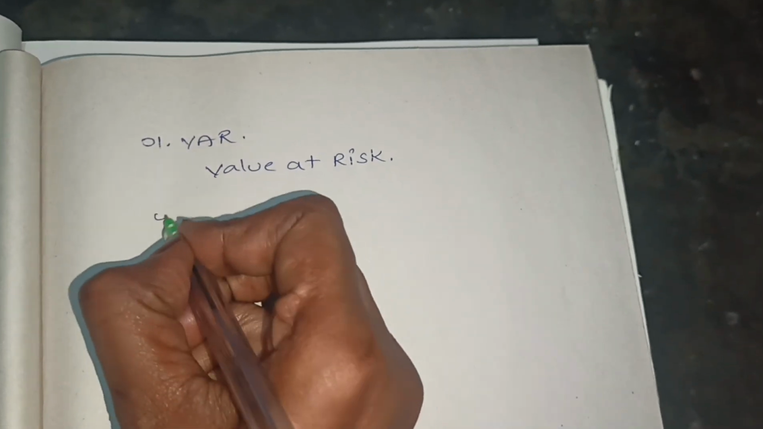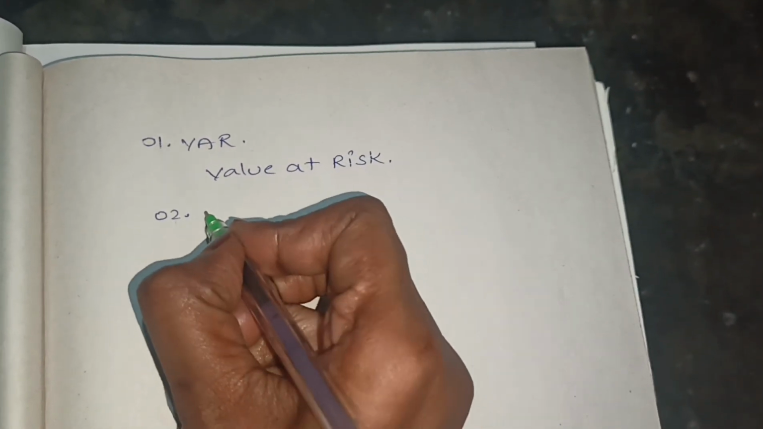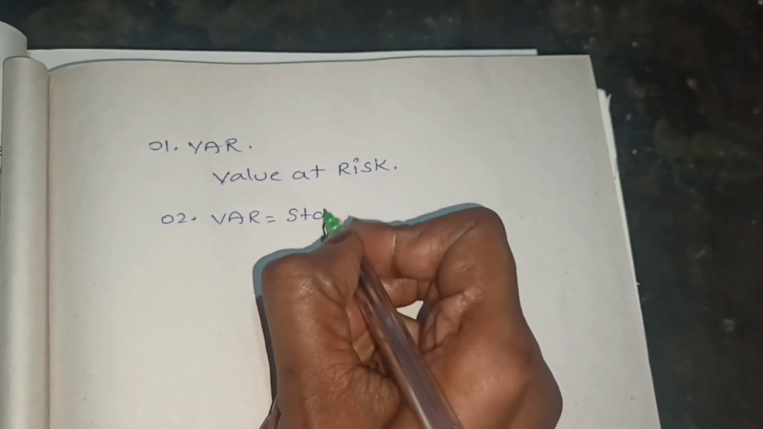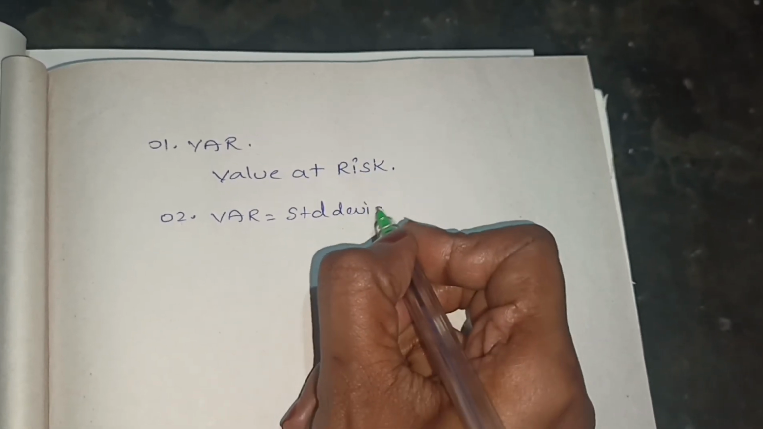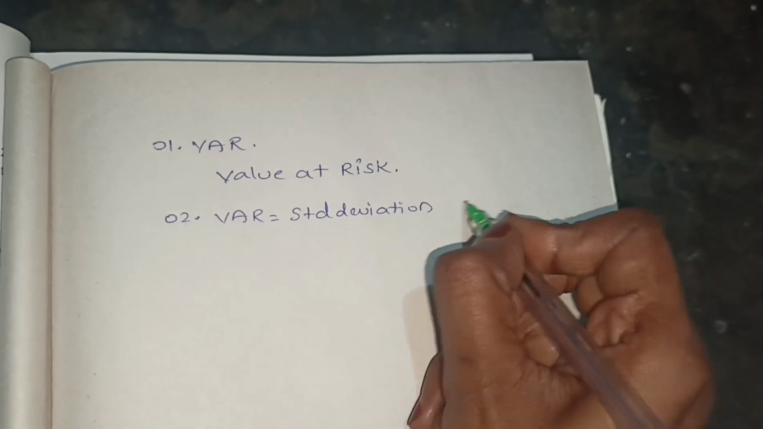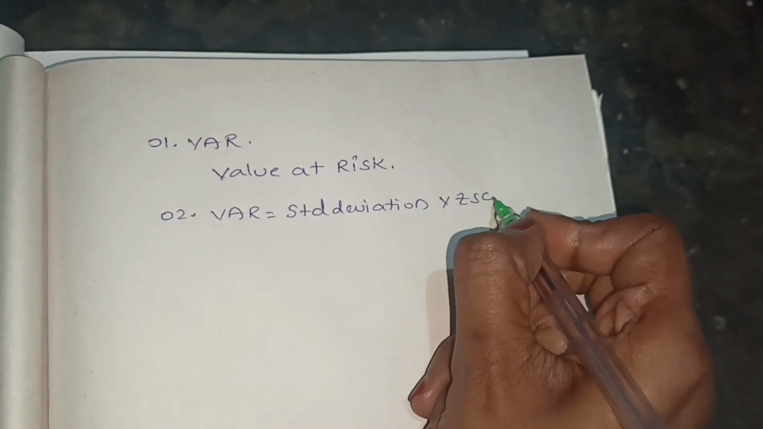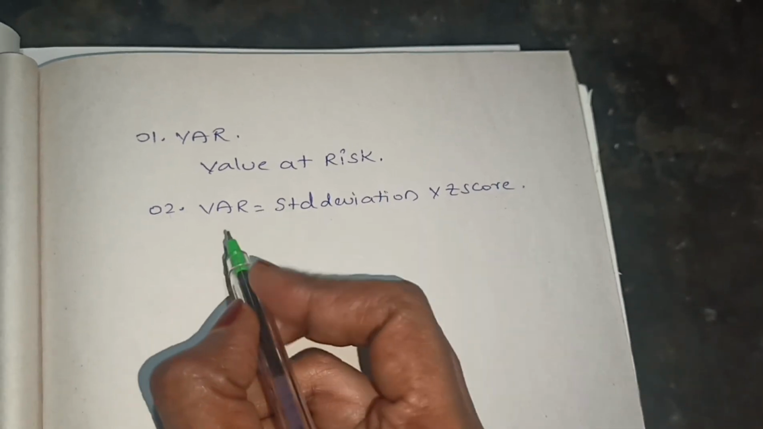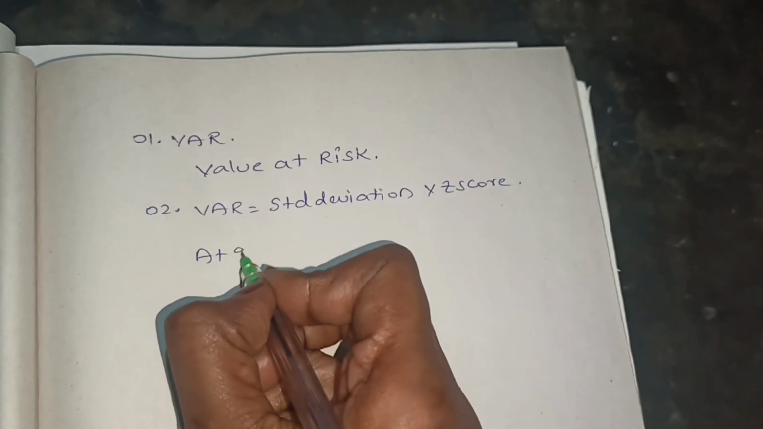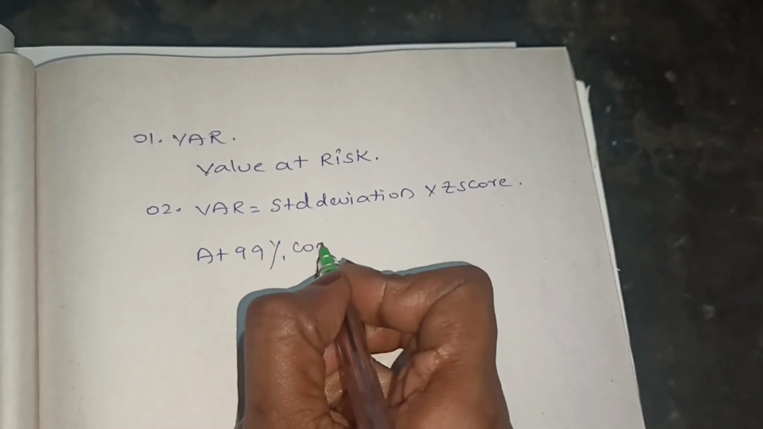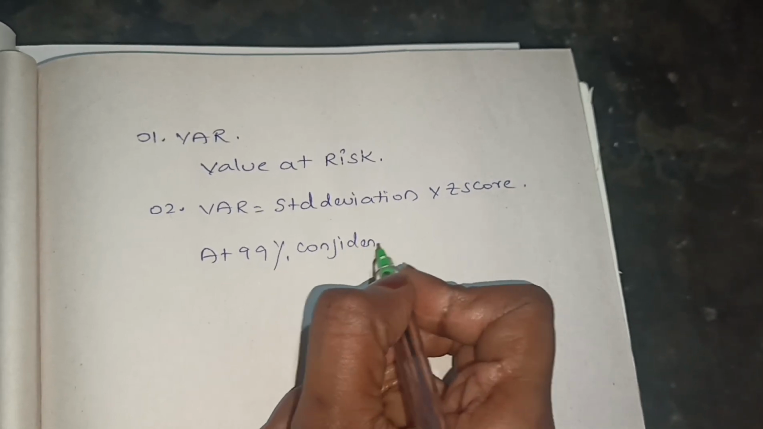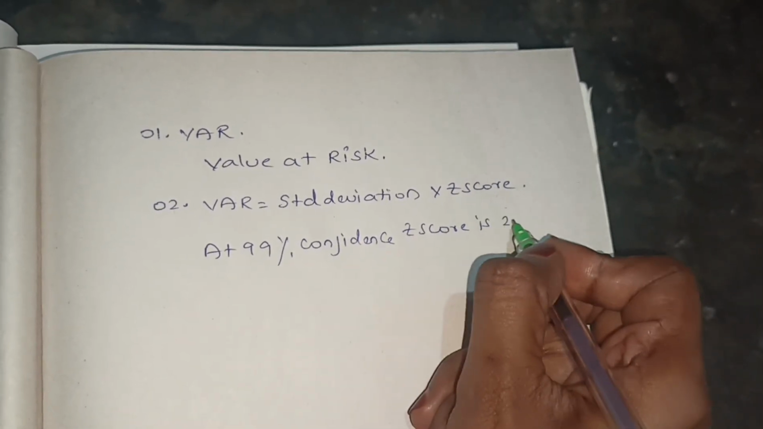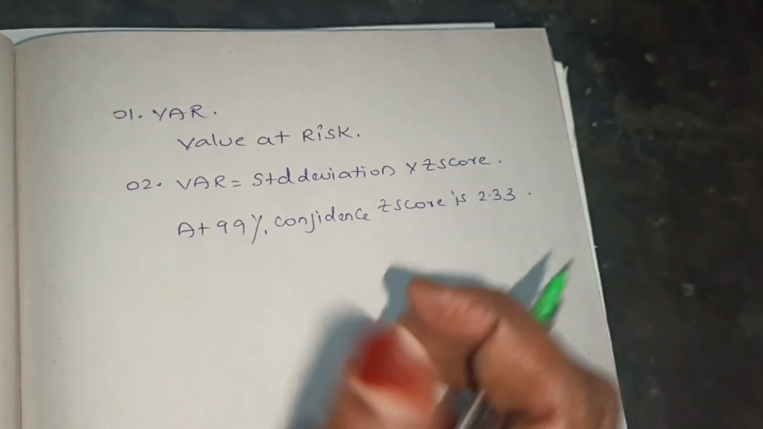How to calculate value at risk? So there is one formula. VAR is equal to standard deviation into Z score. You have to remember one thing. At 99% confidence, Z score is 2.33. Please try to remember this.